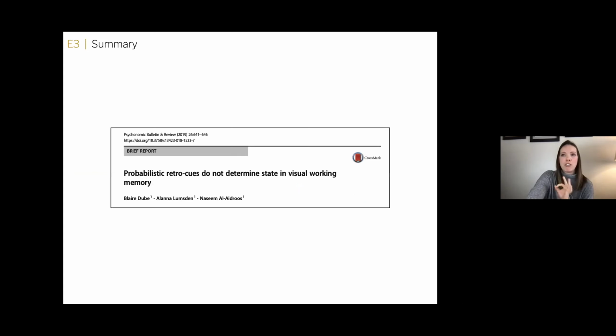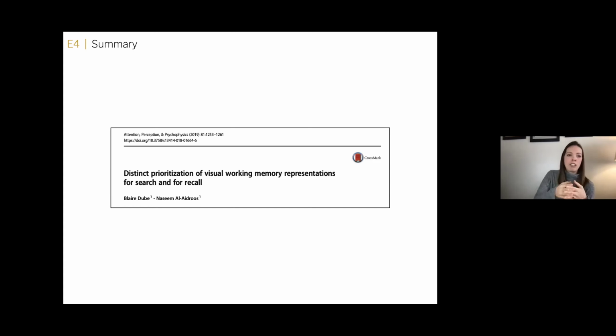Now, in the interest of time, I'm not actually going to go into these experiments. I'll just quickly tell you that flexibly prioritizing a piece of information in memory so that it's maintained with the greatest precision doesn't automatically cause that representation to become a search template. And we think the reason for this is that these two forms of prioritization, so prioritization for memory recall and prioritization for search, are really distinct forms of prioritization in visual working memory and accomplished via distinct mechanisms.